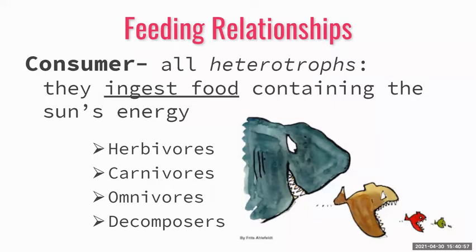Next, we have consumers. Consumers are all heterotrophs. Hetero means different, troph means feeding. So they have to eat other things to get their energy because we can't just create energy like producers can. Yeah, so this picture kind of shows that pretty well. There are different types of consumers. We have herbivores, carnivores, omnivores, and decomposers. I'm going to talk a little bit about what each of those are.